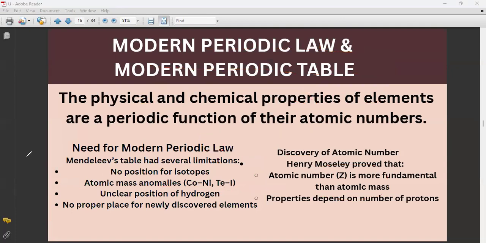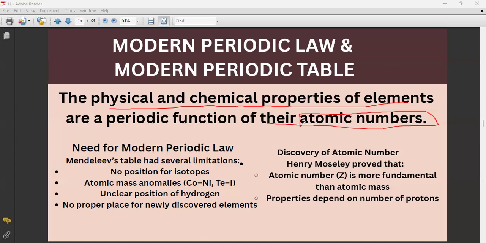Okay, now the modern periodic table and modern periodic law. The physical and chemical properties of the elements are a periodic function of their atomic masses. Now, a drastic change can be seen here, because before this, every law and every table was based upon atomic masses. But here, the modern periodic law and modern periodic table says that the physical and chemical properties of elements are a periodic function of their atomic number. So this is based on atomic number and not on atomic masses.